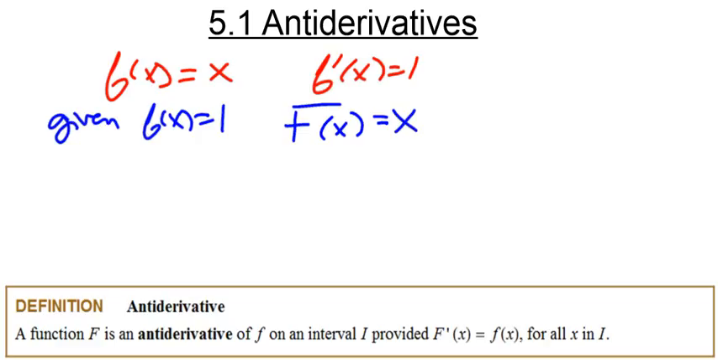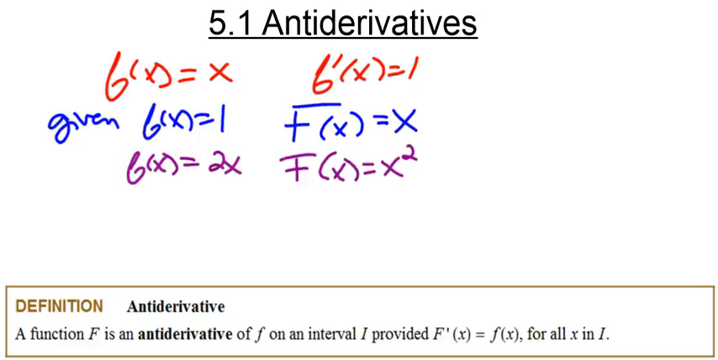If we're given that f(x) is equal to 2x, working backwards, we know its antiderivative would be x squared. So if we take the derivative of this antiderivative, the derivative of x squared is 2x. Notice that leads us back to f(x).